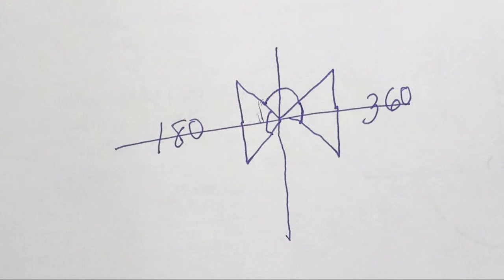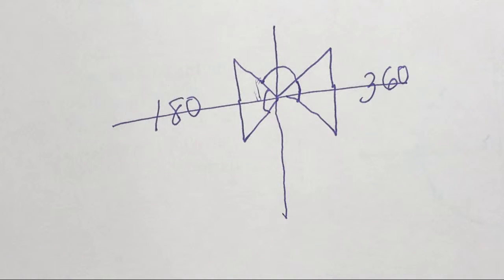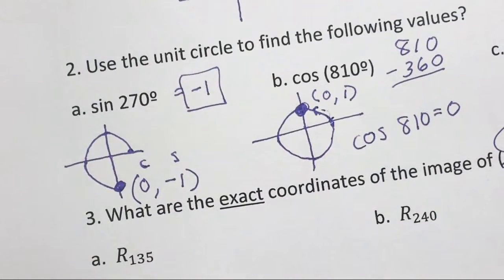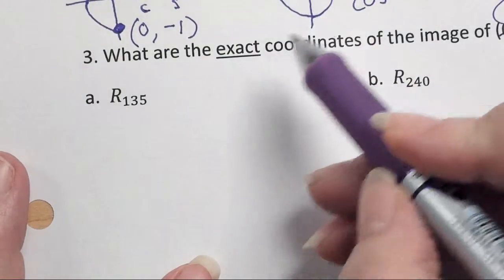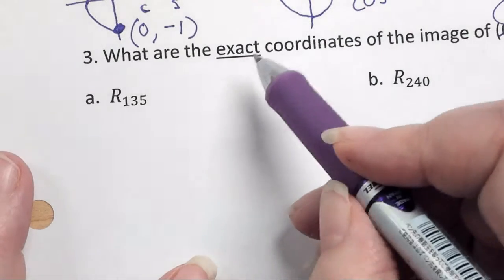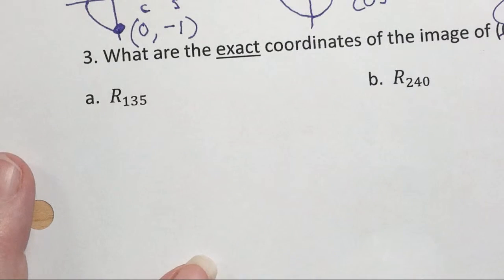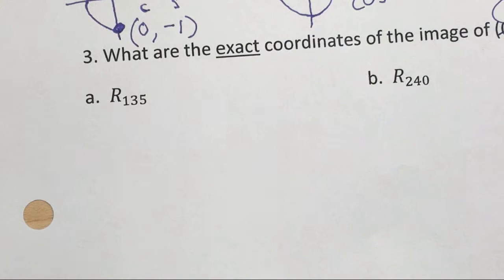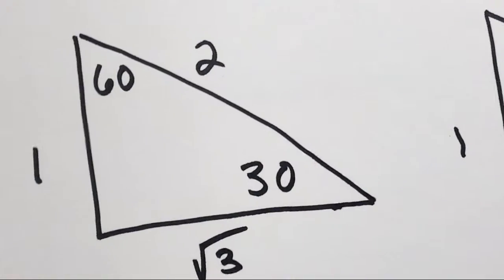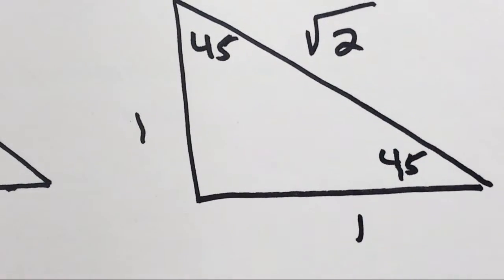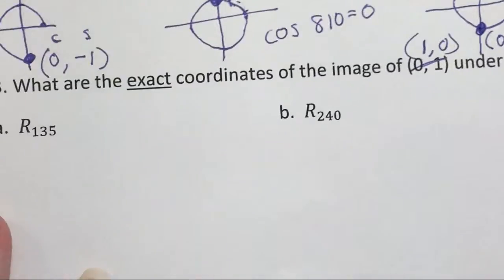Anybody not have this? Alright. So I have the rotation of 135, I want the coordinates exactly. The word exactly means you're going to be using no decimals. You're going to be using those triangles that we drew earlier, these guys. One of those. Or it'll fall on the unit circle itself.